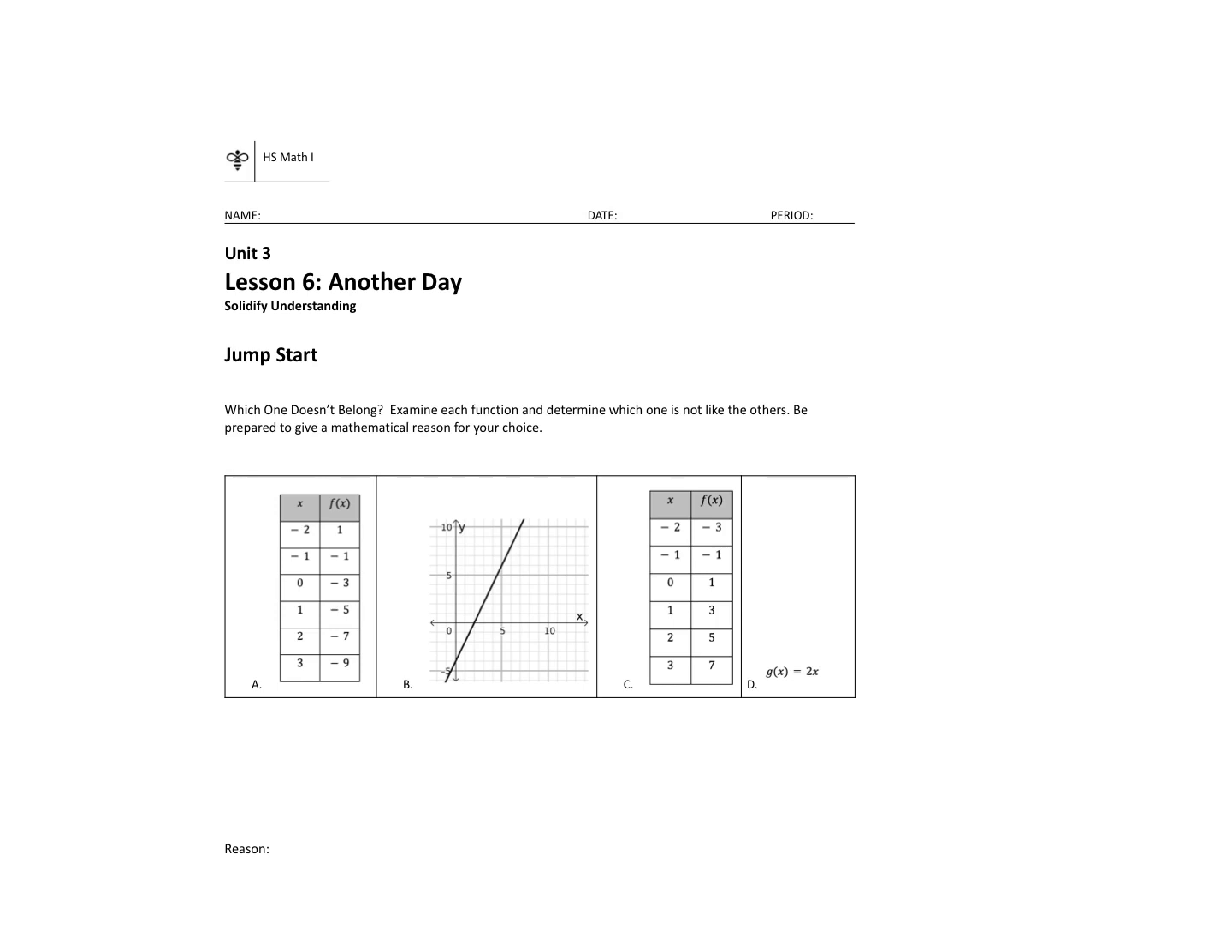Really, all of them don't belong for different reasons. So let's look at each table, graph, or equation one at a time, and we will think of a reason for each one to not belong. So let's first look at A, which is this table.